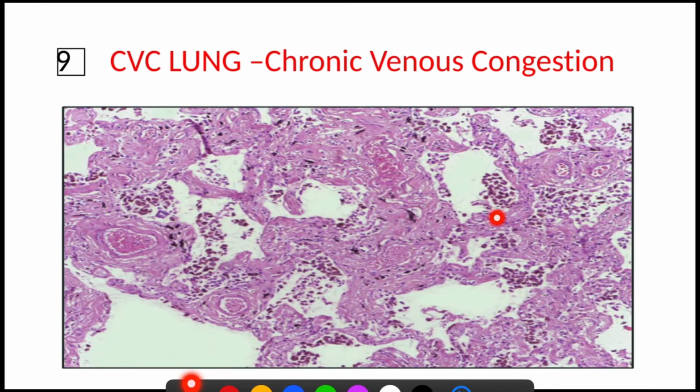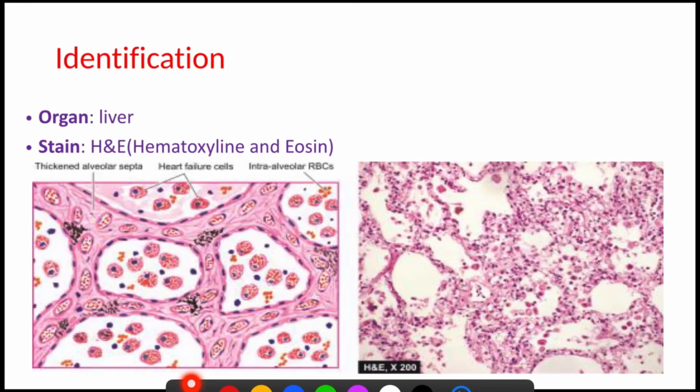So the alveolar walls are thickened, and the lumen of alveoli shows brownish colored cells in between. These are heart failure cells, which are nothing but hemosiderin-laden macrophages due to chronic venous congestion. Sorry, here it is written liver, but it is lung.